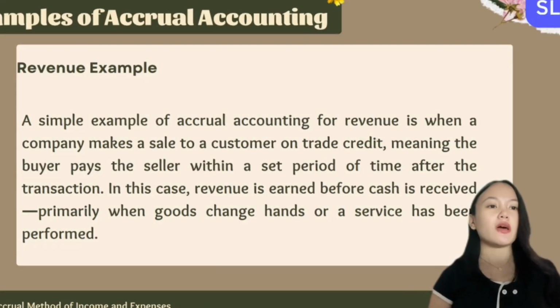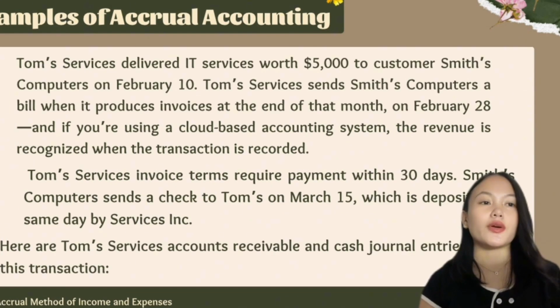So, revenue example. A simple example of accrual accounting for revenue is when a company makes a sale to a customer on trade credit, meaning the buyer pays the seller within a set period of time after the transaction. In this case, revenue is earned before cash is received, primarily when goods change hands or a service has been performed. So, examples of accrual accounting.